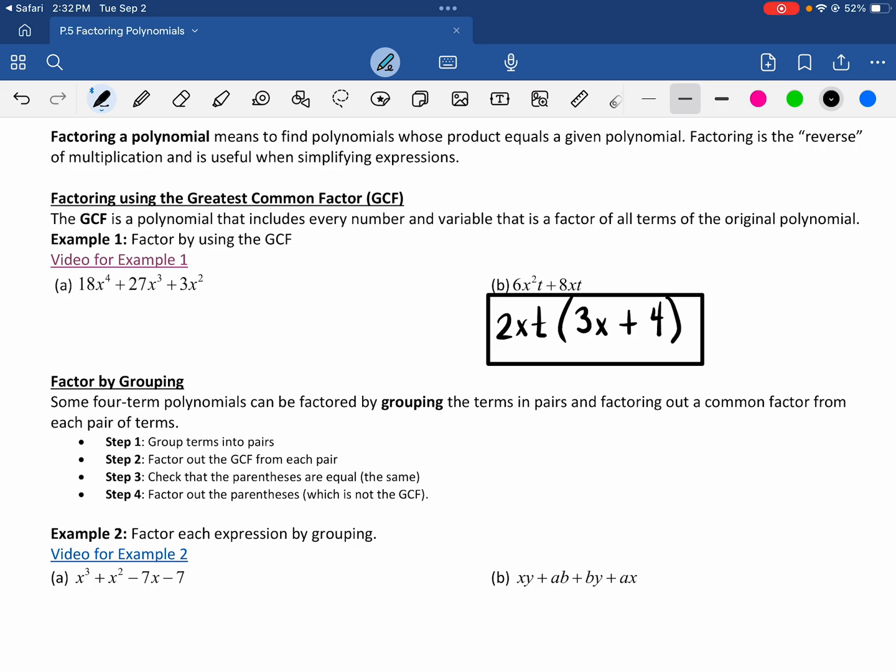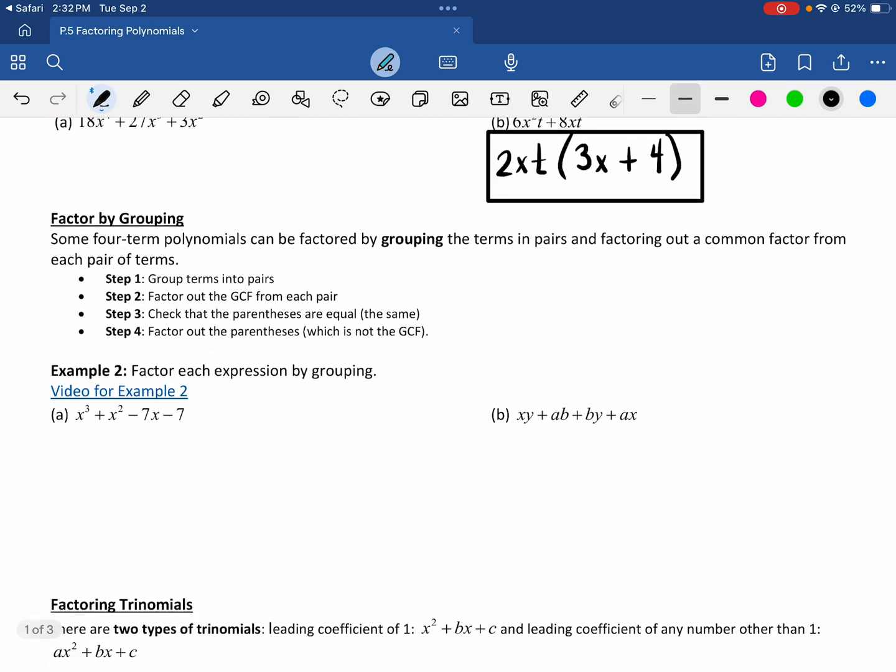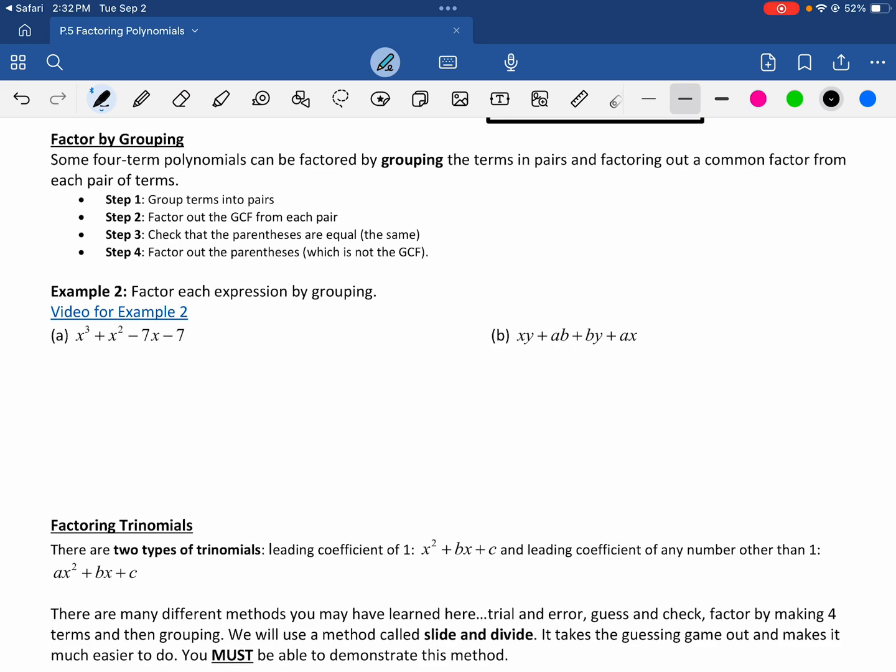The next method we're going to look at is factoring by grouping. Again, that first one there is available through that link. I'm going to look here at the second one. The first key thing you need to do is to rearrange the order. So that means that we are going to get those that have y's together and those that have a's together. I can do that by simply switching the order of those two. So we're going to get xy plus by plus ab plus ax.